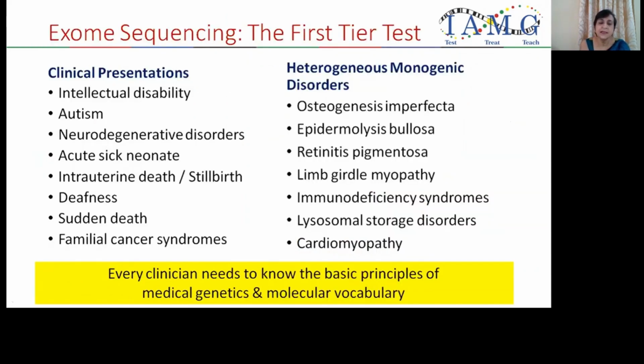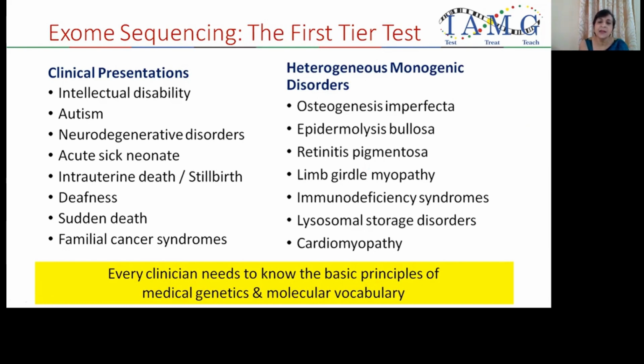This type of sequencing of only coding regions is becoming the first tier test. Exome sequencing can be the first tier test for clinical presentations of heterogeneous nature, like intellectual disability, autism, stillbirth, sudden death, familial cancers, etc. It's also important for those monogenic disorders where we can make a clinical diagnosis, but causative genes are very many, as listed here, like osteogenesis imperfecta, retinitis pigmentosa, various types of myopathy, etc.